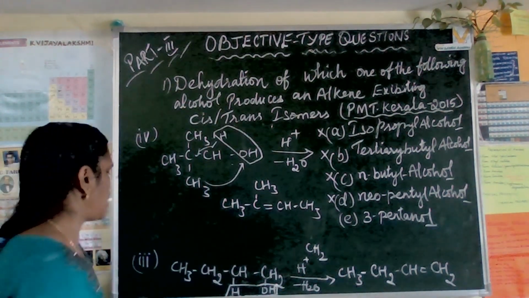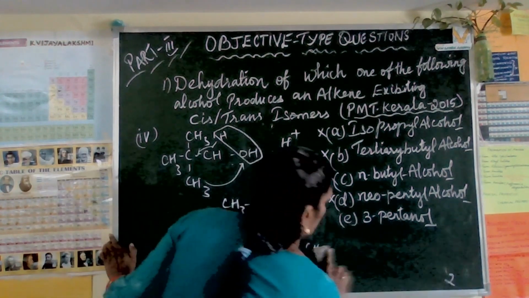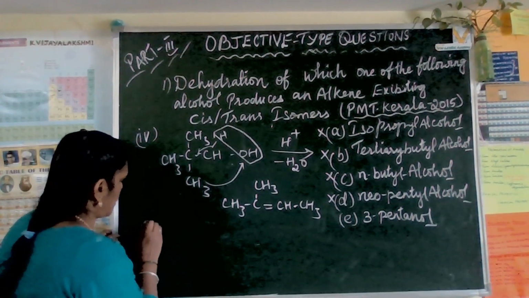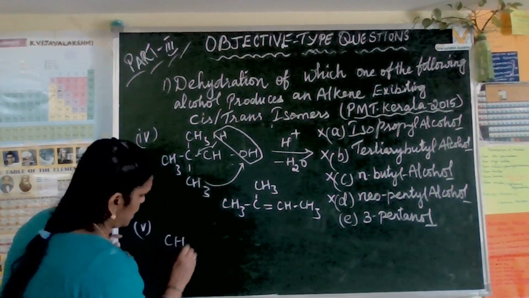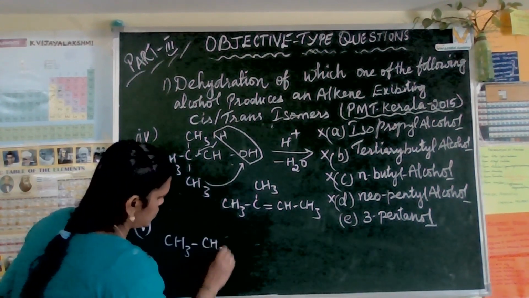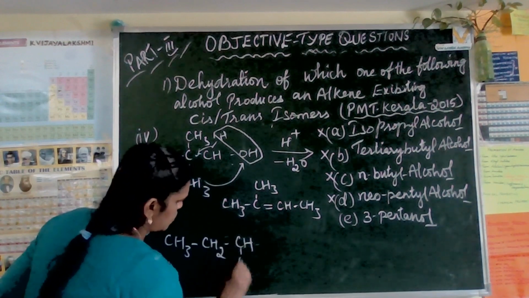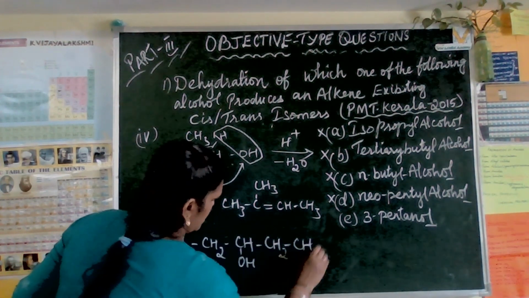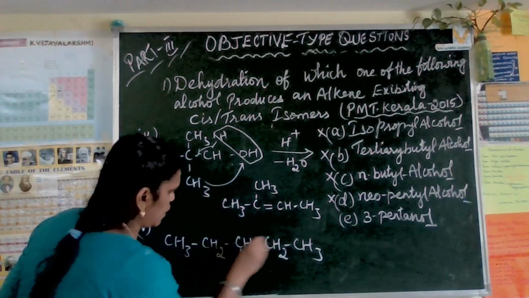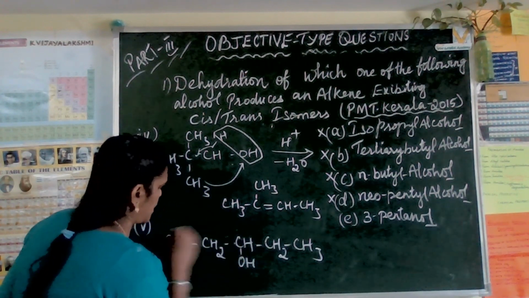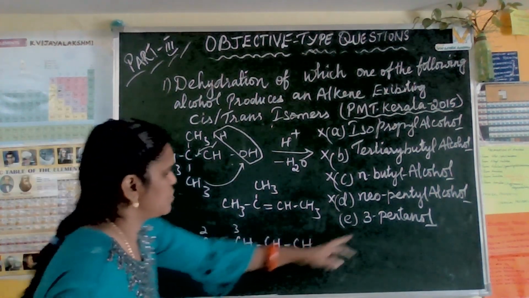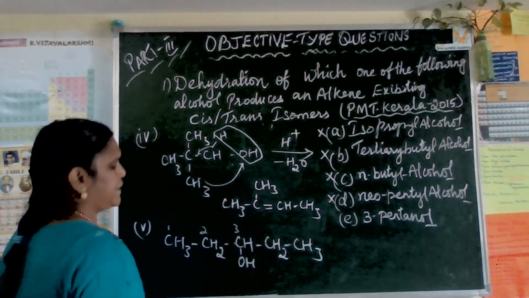Now the next one, the last one, pentanol, that means 3-pentanol. The fifth one is CH3, CH2, CHOH, CH2, CH3, carbons 1, 2, 3, 4, 5. The functional group is on the third carbon, so that is why it is mentioned as 3-pentanol.